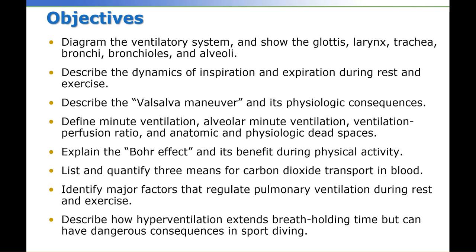List and quantify three means of carbon dioxide transport in the blood. Identify major factors that regulate pulmonary ventilation during rest and exercise. Describe how hyperventilation extends breath holding time but can have dangerous consequences in sport diving.